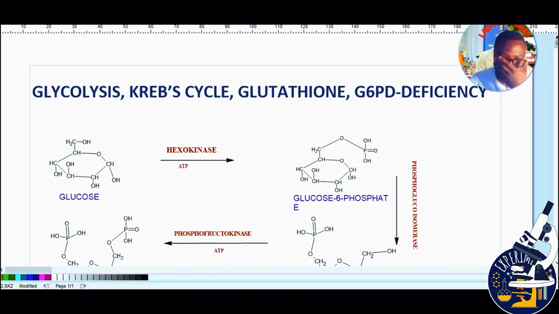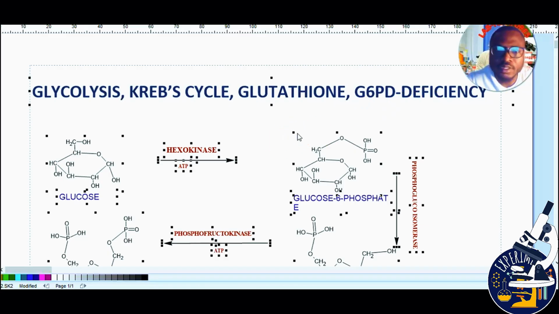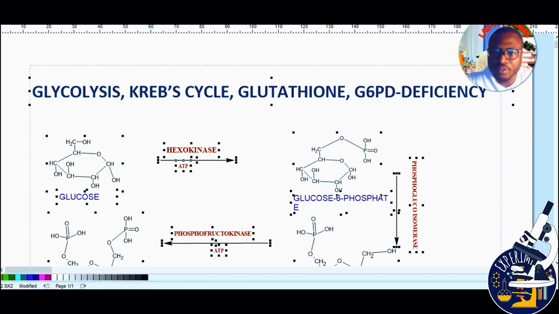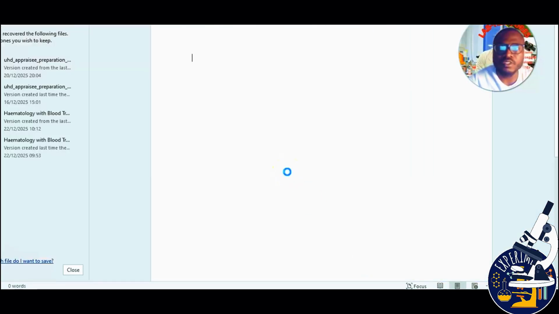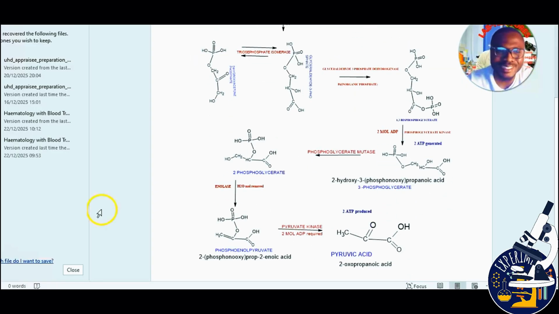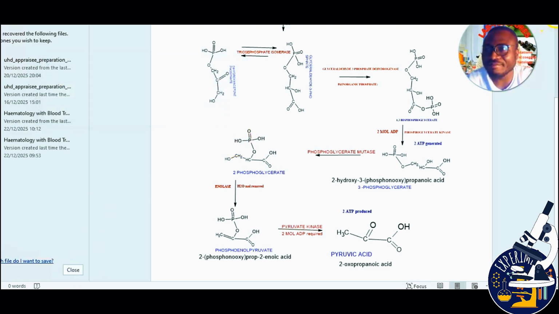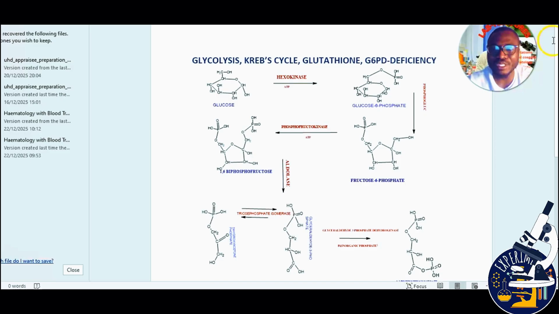That's a great work. I'll copy this on here, Control C, and I'll paste on a Word document. Control V. It took a long way to get us on here. So this is our final work on a Word document.